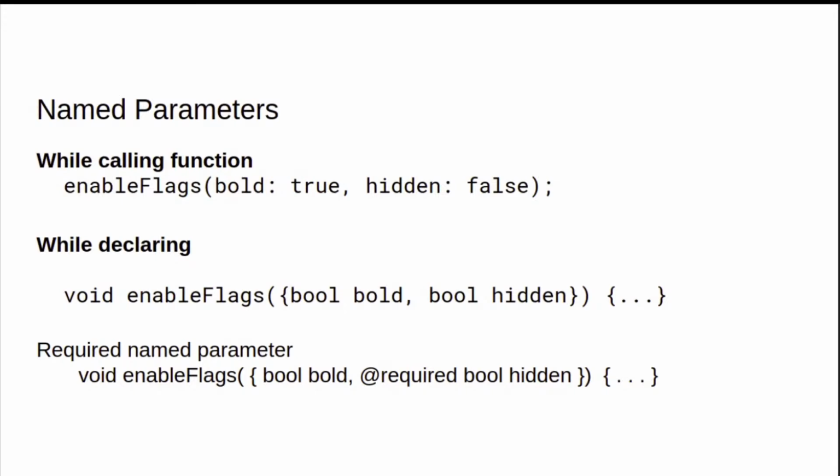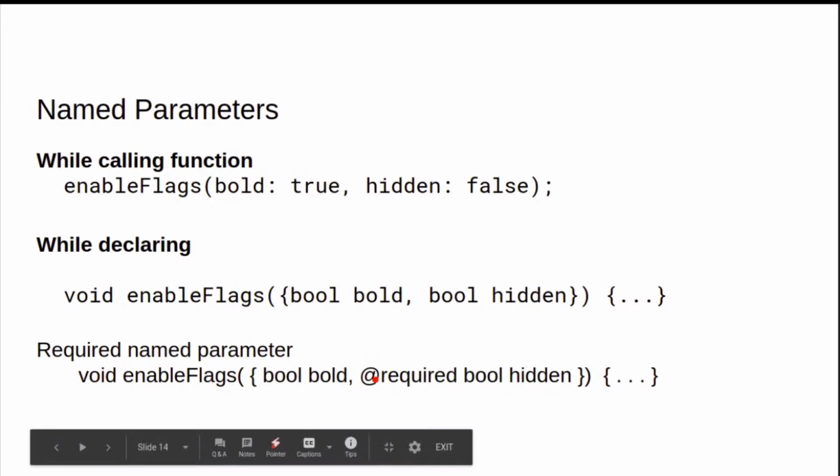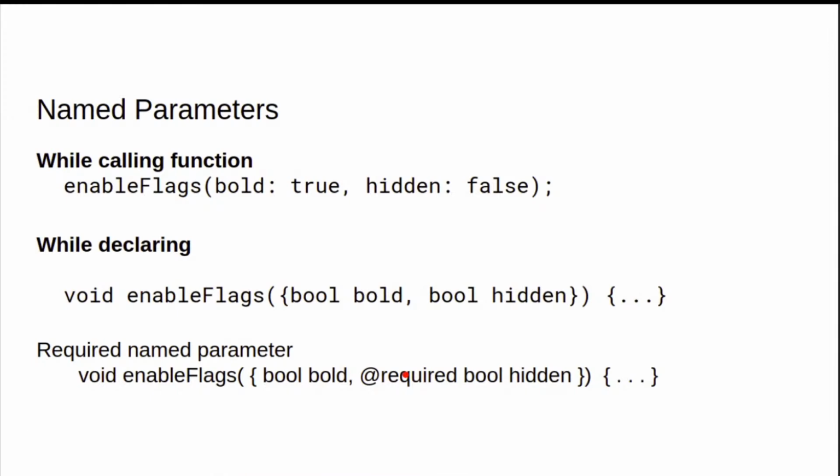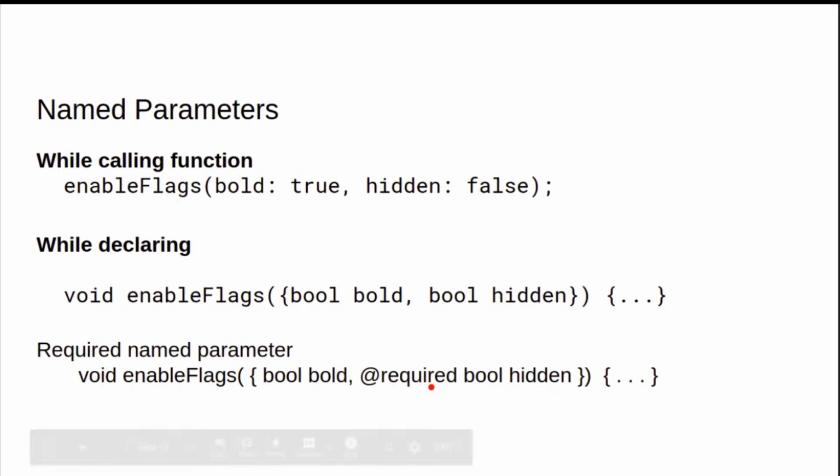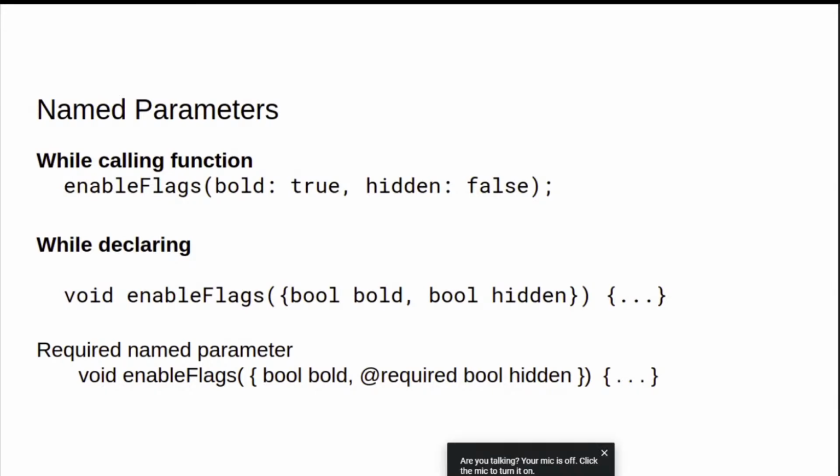But if you want the named parameter to be mandatory, we need to use the required annotation. We need to import a meta package for it. After importing the meta package, we can specify this annotation required. If while calling this function you didn't pass a value for the hidden variable, it will raise an error.